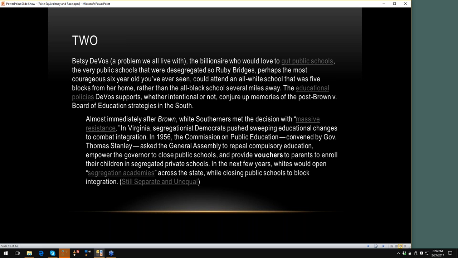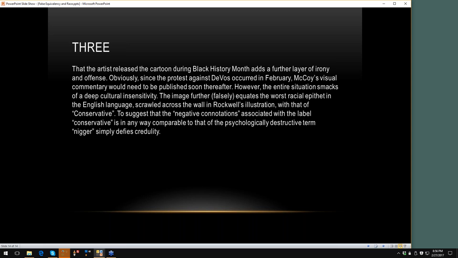In the next few years, whites would open segregated academies across the state while closing public schools to block integration. So this is why it is offensive to a great number of people. On point two. Point three, the artist releases this cartoon during Black History Month, which adds a further layer of irony and offense, in my opinion for sure, and I'm sure lots of others, obviously, because you can see the Twitter responses.